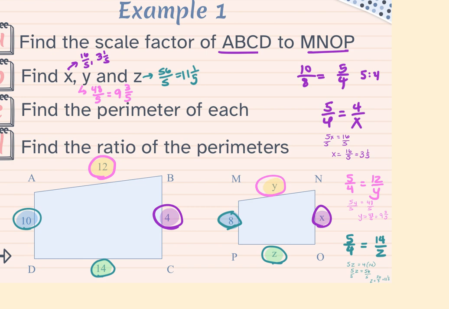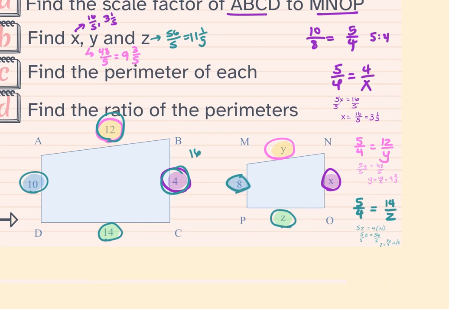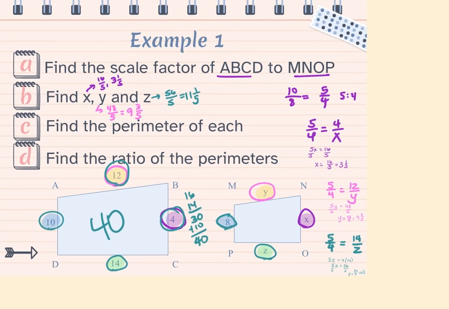All right, so C says find the perimeter of each. How do we find the perimeter of a quadrilateral or any shape? Add up all the sides, right? So if I add 12 and 4, that's 16. Then 16 plus the 14 from the bottom is 30, plus the 10, and we've got 40. So the perimeter of ABCD is 40.